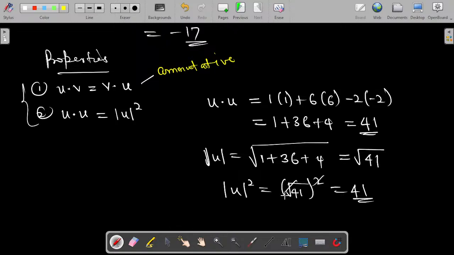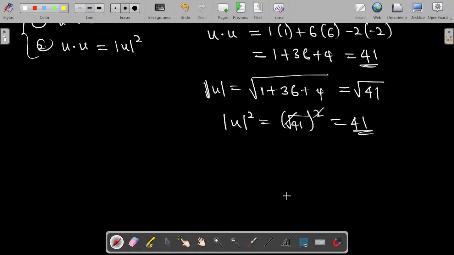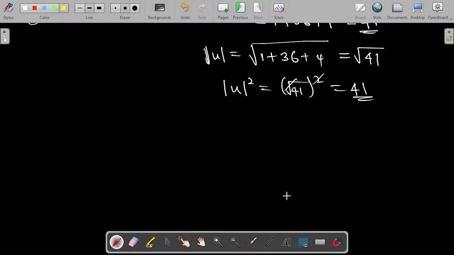All right, let's now go on. Now, after discussing dot product, there is a concept that is so important, and that is what we call orthogonal vectors.